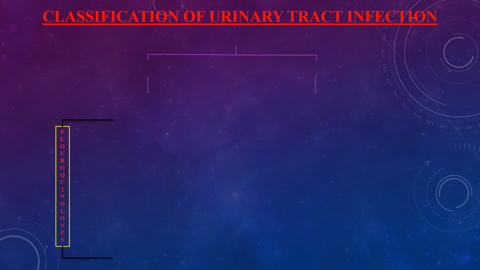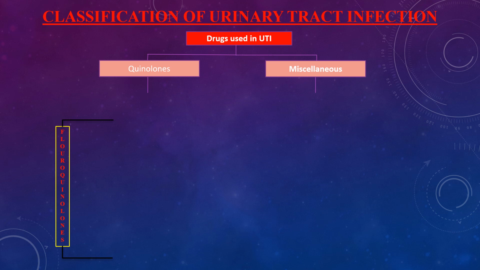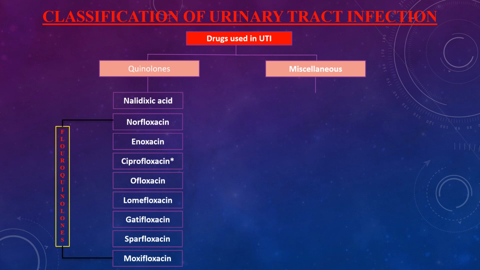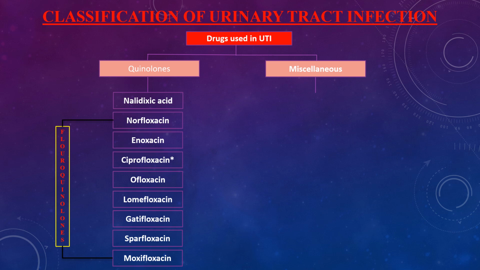Now, let's discuss the classification of drugs used in the treatment of UTI. We have divided the drugs into two classes. One is quinolones and the second one is miscellaneous. Here in the quinolones group, nalidixic acid is a non-fluorinated compound because fluorine is not present in its structure, unlike the others. The drugs that have fluorine in their structure are known as fluoroquinolones, like norfloxacin, enoxacin, ciprofloxacin, ofloxacin, lomefloxacin, gatifloxacin, sparfloxacin, and moxifloxacin. In the miscellaneous group, we have three main compounds: furazolidone, nitrofurantoin, and methenamine.